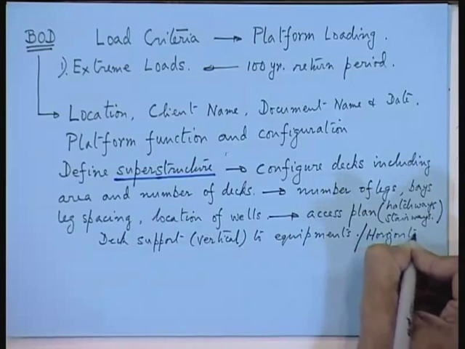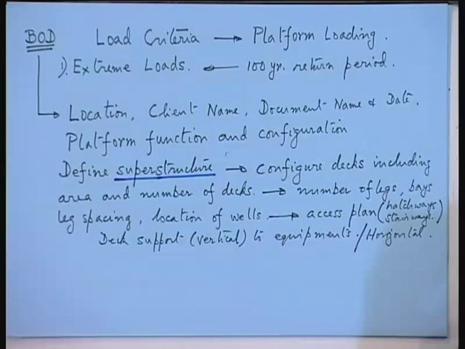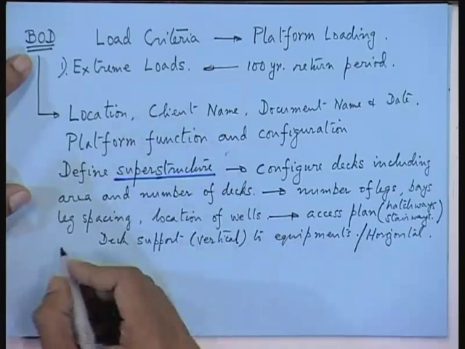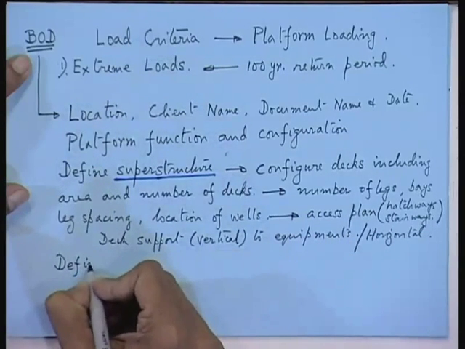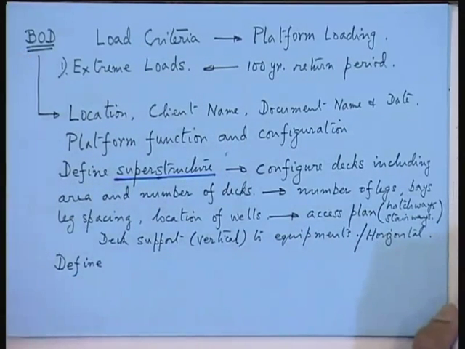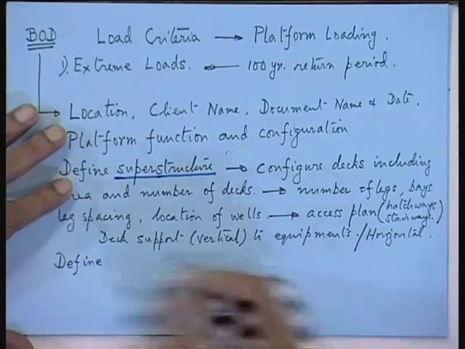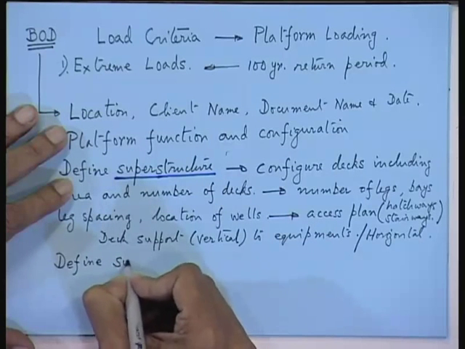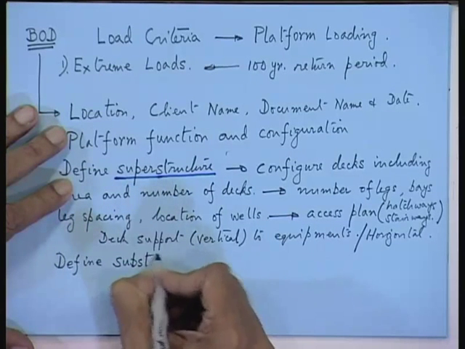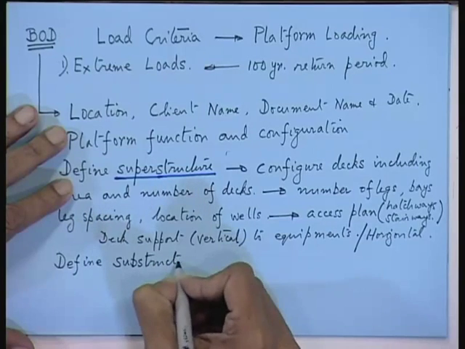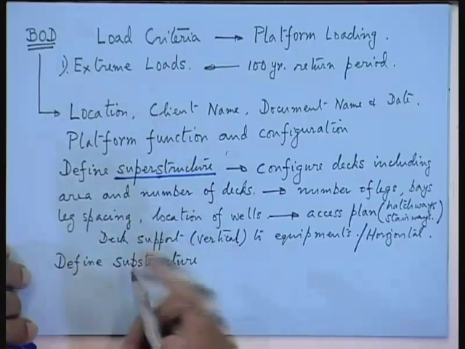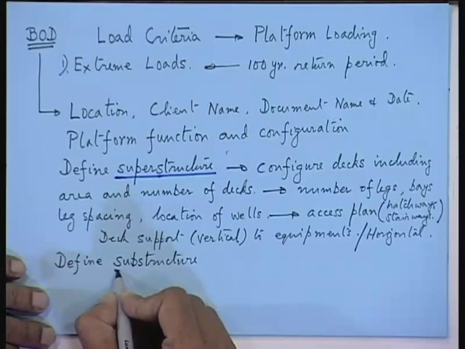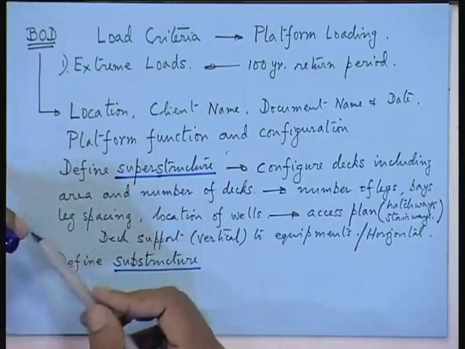So this is a very crucial area. This is called the superstructure design. Now this is in a nutshell; if you go to your offshore, you will find all this detailed design they do. Now after this, you define the substructure. This is a typical offshore engineering word. This is called the substructure, that is the structure which is below the deck or supporting the deck.